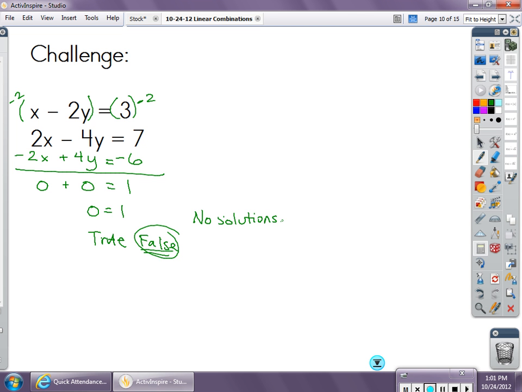Now, should I have gotten something that was a true statement, like 0 equals 0 or 1 equals 1, that would be a true statement and there would be infinitely many solutions. So it would be the same exact line. So these lines are parallel. If I solve those and graph them, no solution means we're going to have parallel lines. They never intersect. Okay? All right.